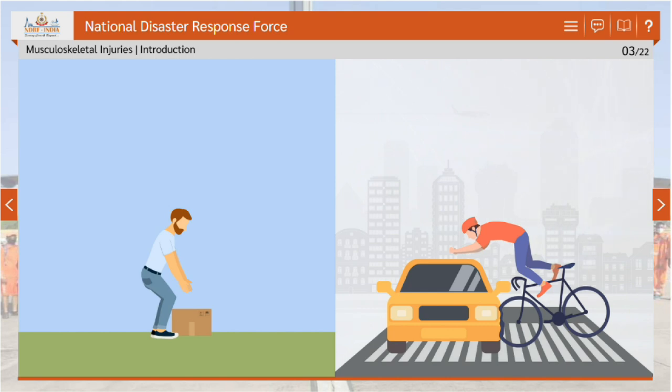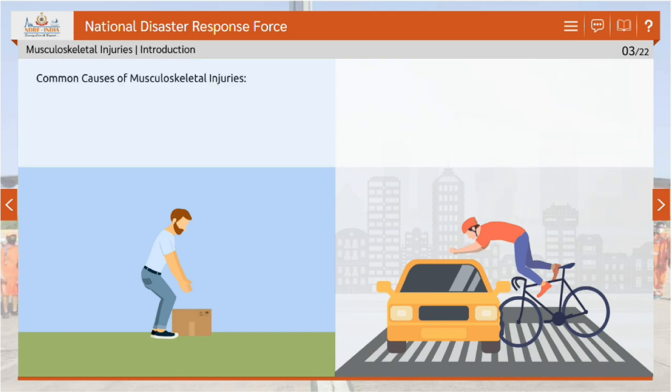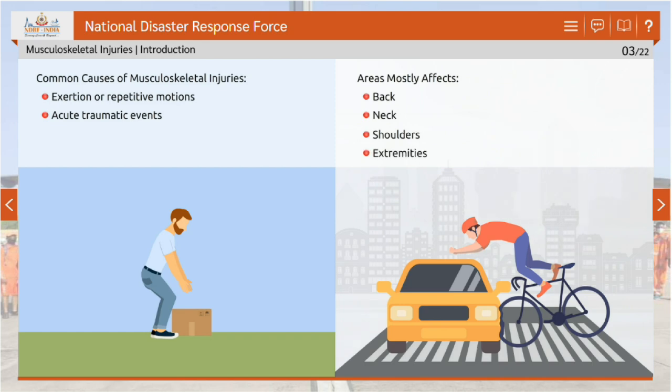Musculoskeletal injuries can arise from a sudden exertion, for example lifting a heavy object, or from repeated motions exerting repetitive strain, or from repeated exposure to force, vibration, or awkward posture. Injuries and pain in the musculoskeletal system caused by acute traumatic events like road accident or a fall are also considered a part of musculoskeletal injuries. Musculoskeletal injuries can affect many different parts of the body, including upper and lower back, neck, shoulders, and extremities like arms, legs, feet, and hands.